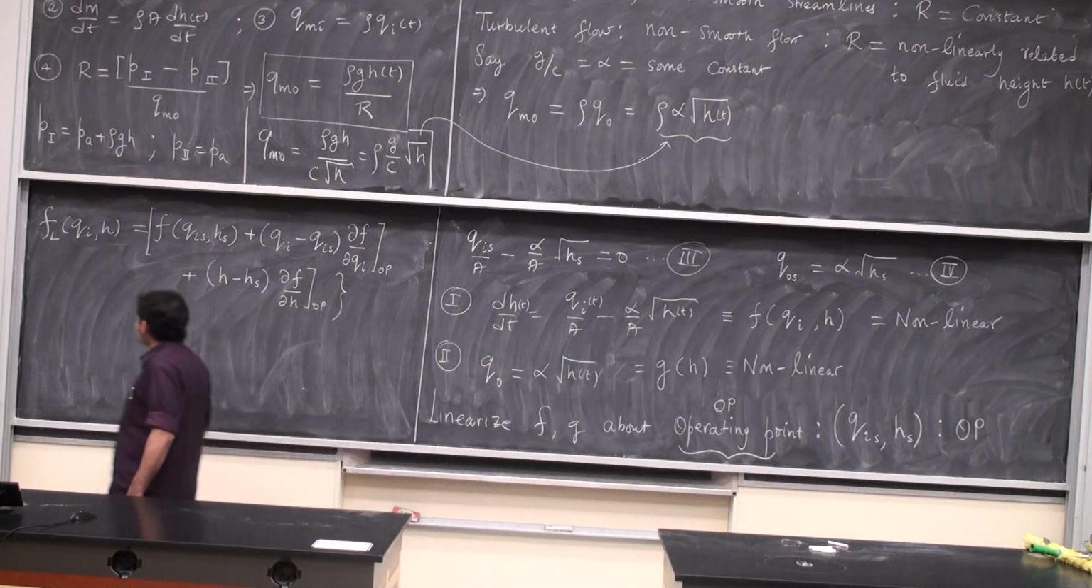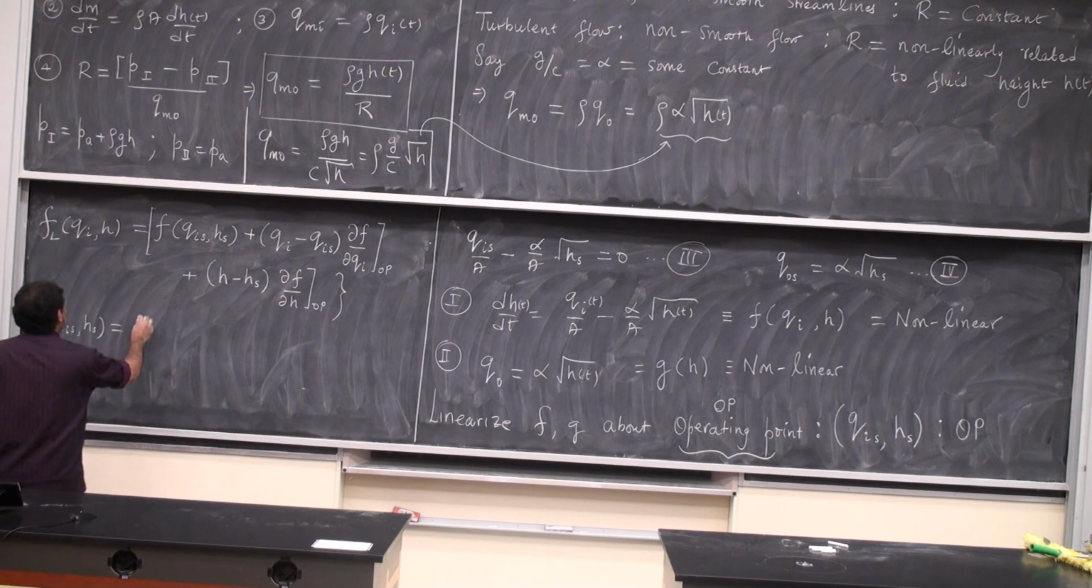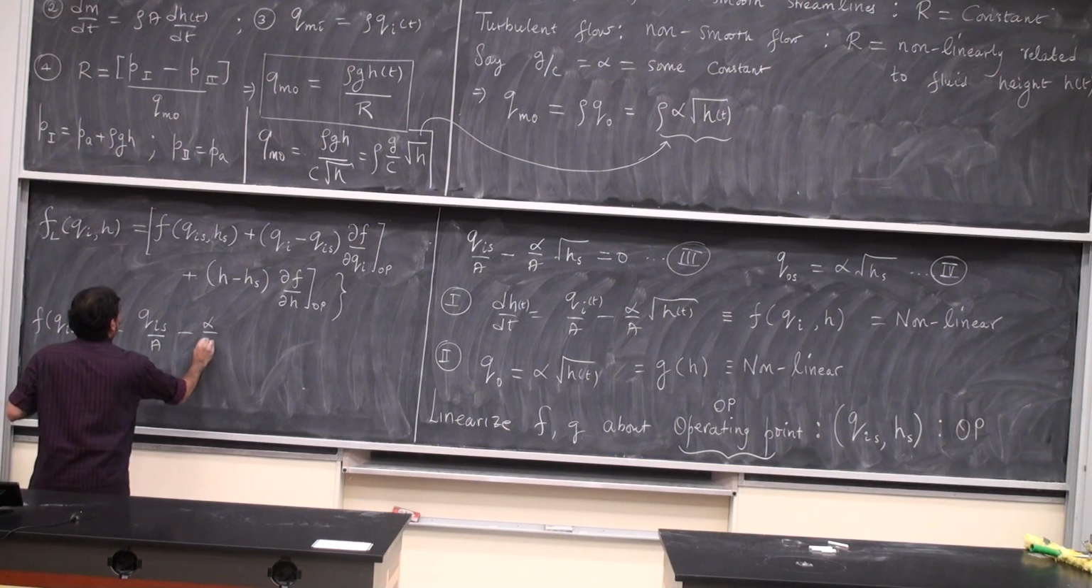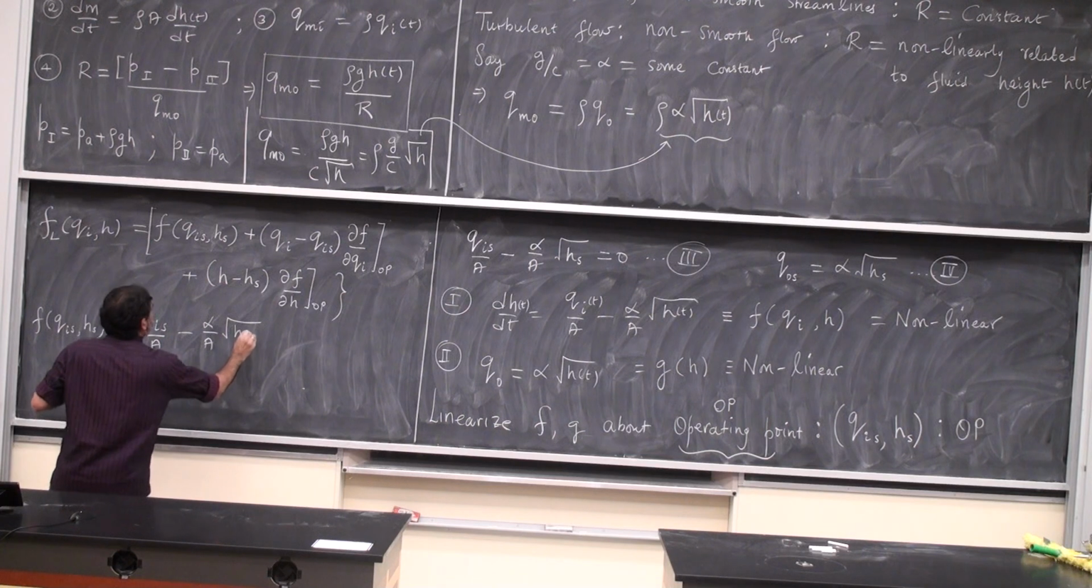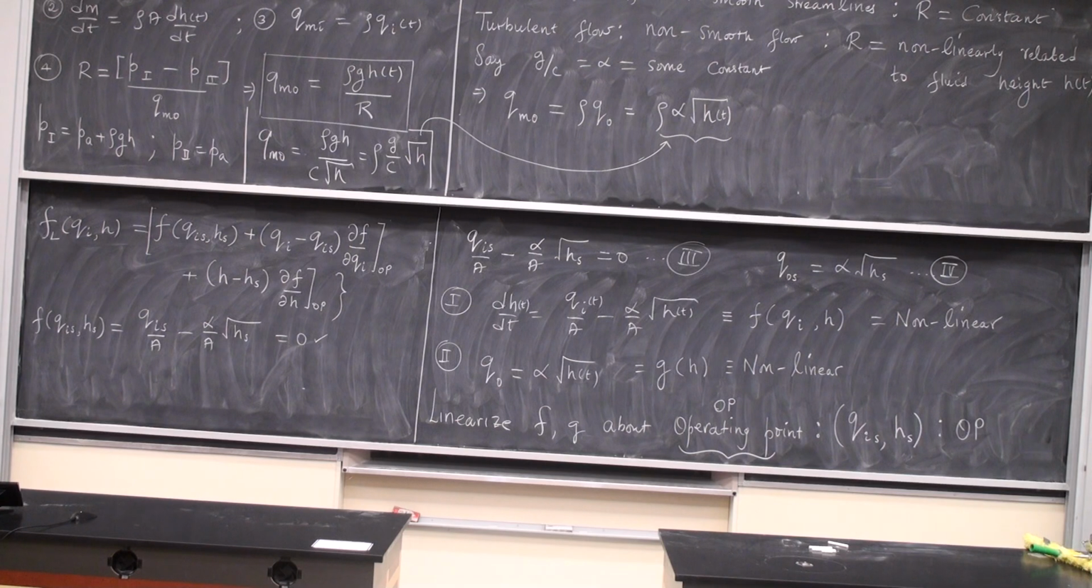First step, f. Without calculating it, can you tell me what this value is going to be? Equation 3, which is 0. So that first term is going to vanish, but just for our own sake, this is just the function evaluated at the operating point, which is 0. That is coming from equation 3.